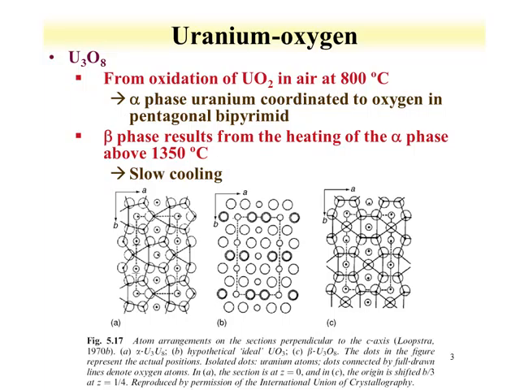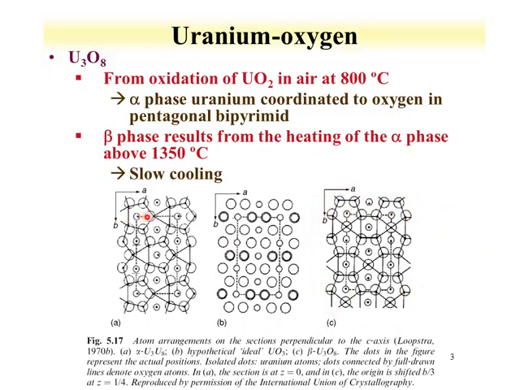Another important uranium oxide species is U3O8, and this is formed from the oxidation of UO2 in air at 800 degrees. There's two phases, an alpha phase and a beta phase. That means it's U3O8 with different structures. And pictured here are some of the different structures. This is the alpha U3O8, should be U3O8, not U3U8 as shown here. And then this is the beta U3O8.